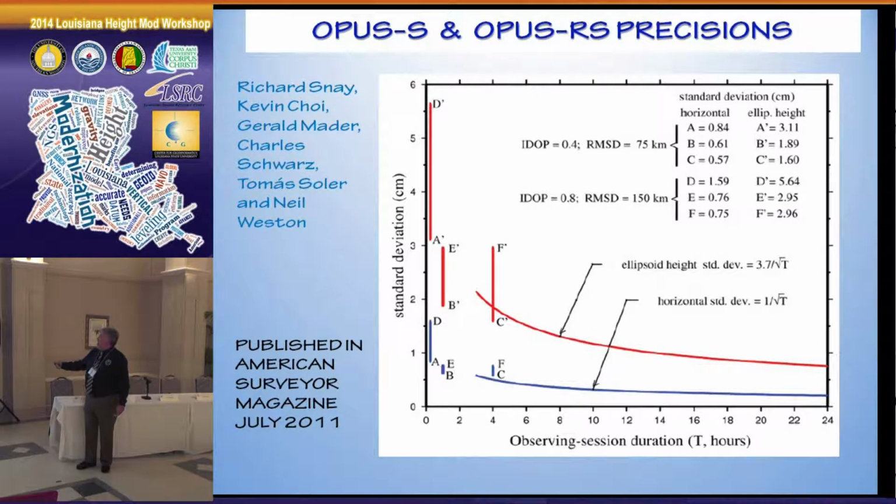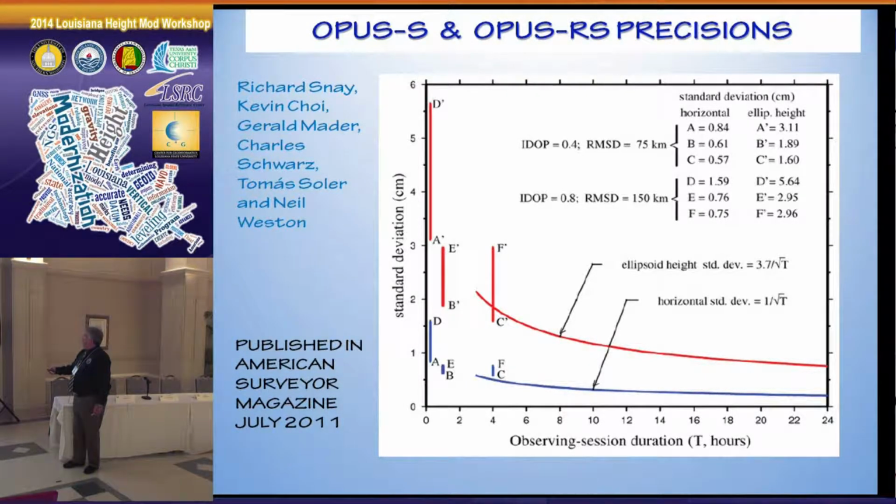This kind of complicated picture here is just showing you in the red ellipsoid heights, in the blue horizontal position. This is time in hours, and this is the standard deviation in centimeters, okay? Now, how come we have this line here going from A prime to D prime and all that sort of thing? Well, this is about 15 minutes worth of data. If you look down here, it's somewhere around 15 minutes worth of data. Let's forget the horizontal for now. Just look at the ellipsoid heights.